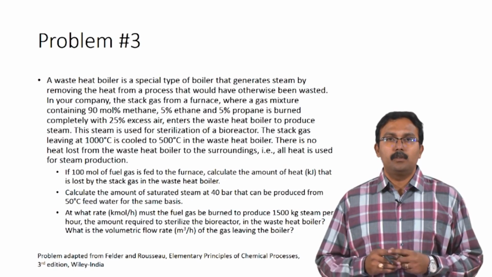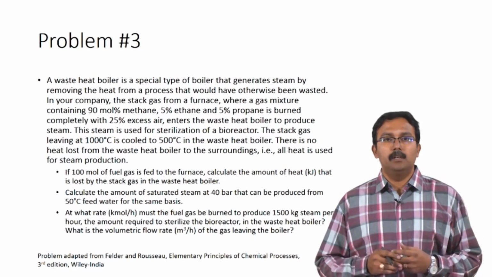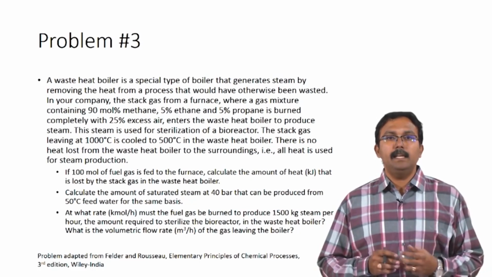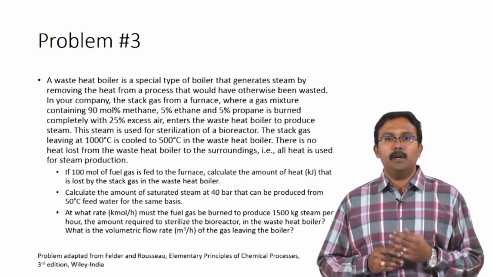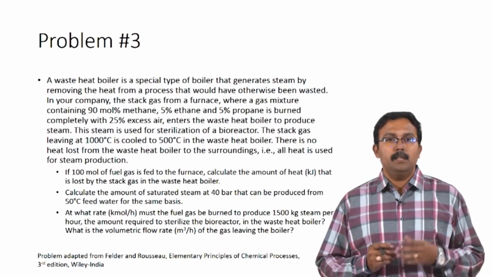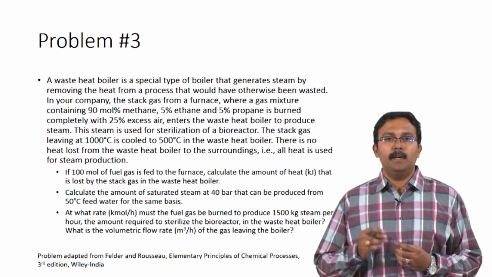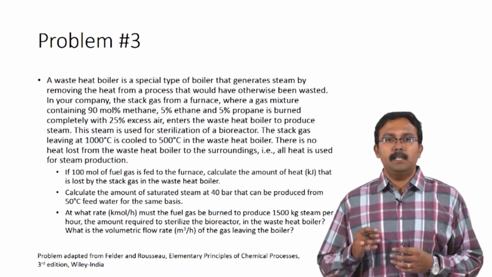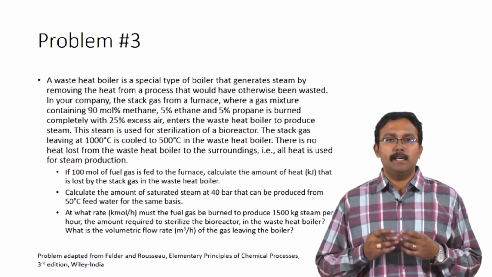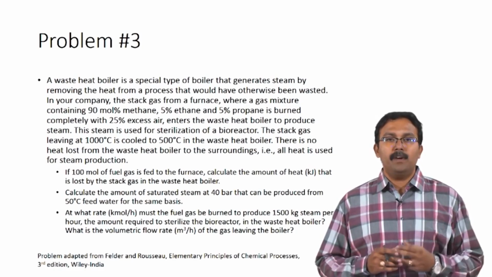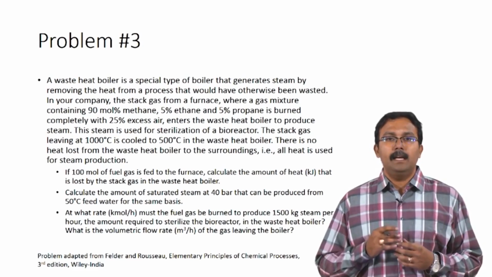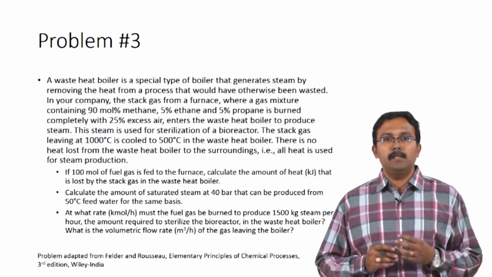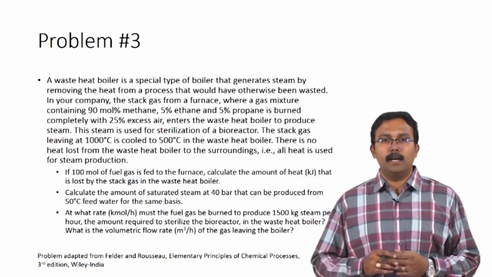Here is the third tutorial problem. A waste heat boiler is a special type of boiler that generates steam by removing the heat from a process that would otherwise be wasted. In your company, the stack gas from a furnace where a gas mixture containing 90 mole percent methane, 5% ethane and 5% propane is burnt completely with 25% excess air, enters the waste heat boiler to produce steam. This steam is used to sterilize a bioreactor.